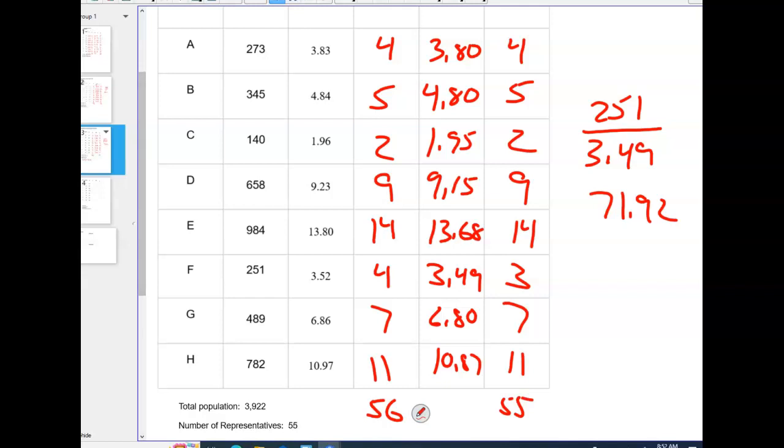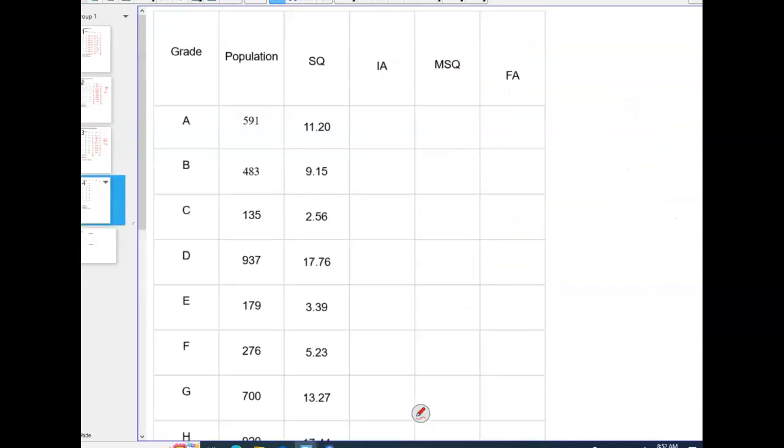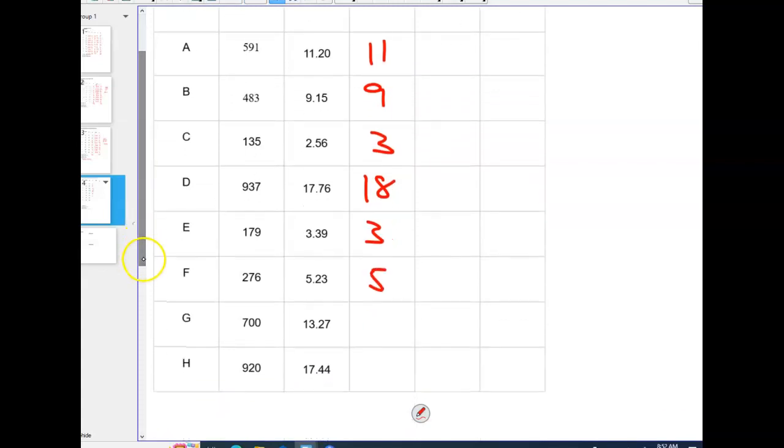Now the second one, I round normally. 11, 9, 3, 18, 3, 5, 13, and 17. When you add those up, you end up with 79.